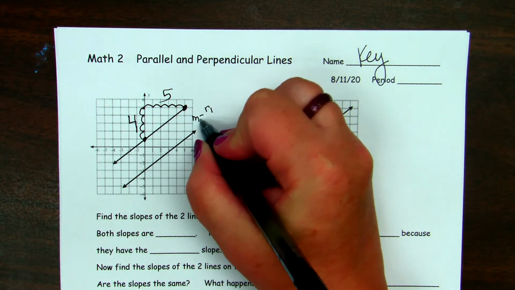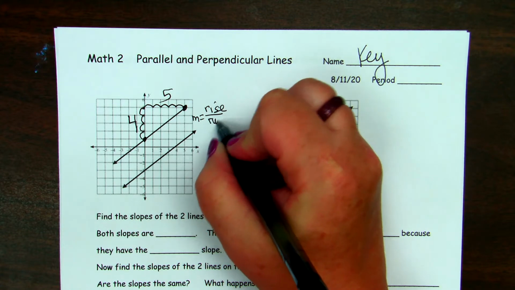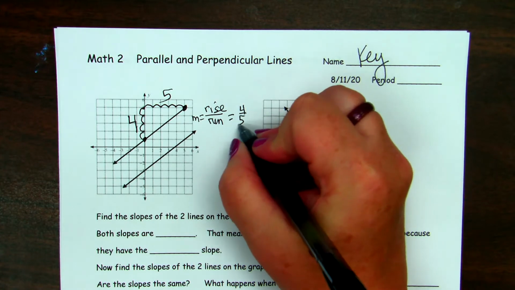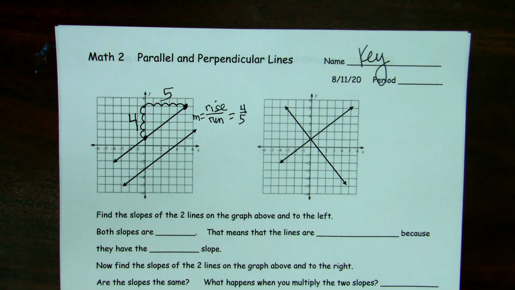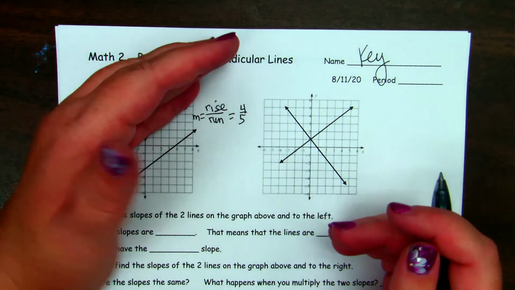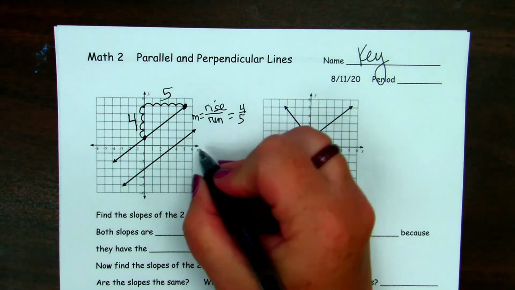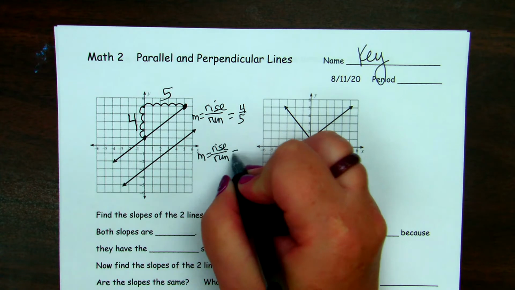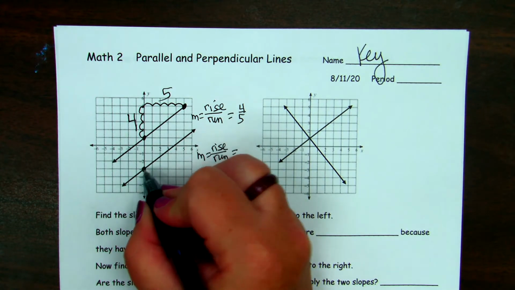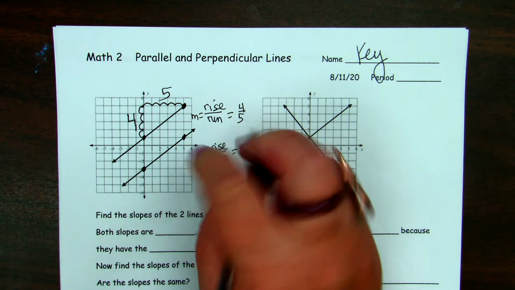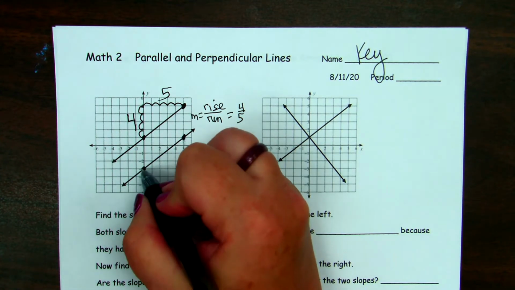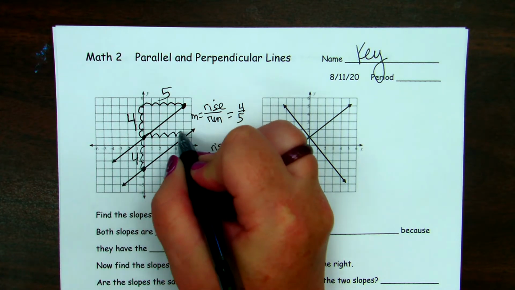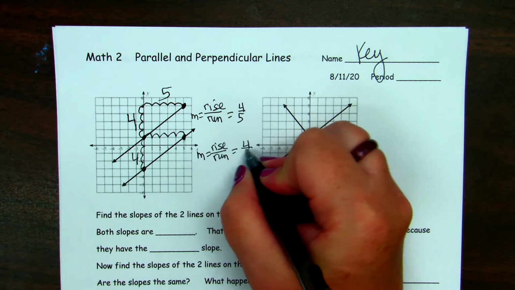So the slope is rise over run, and the rise is 4 and the run is 5. Because you always go to the right, up or down, and to the right. This is a positive slope, and 4/5 is a positive slope. The next one is rise over run. And so I'm going to start at this point right here, and here's the next one that goes through a grid line. So I go 1, 2, 3, 4, up 4, 1, 2, 3, 4, 5. 4 over 5.